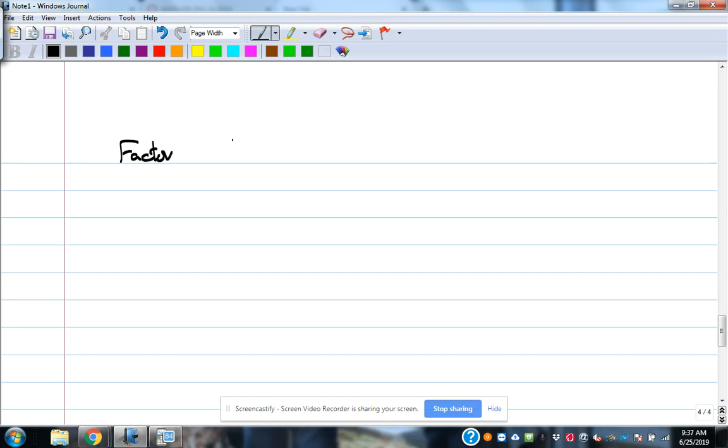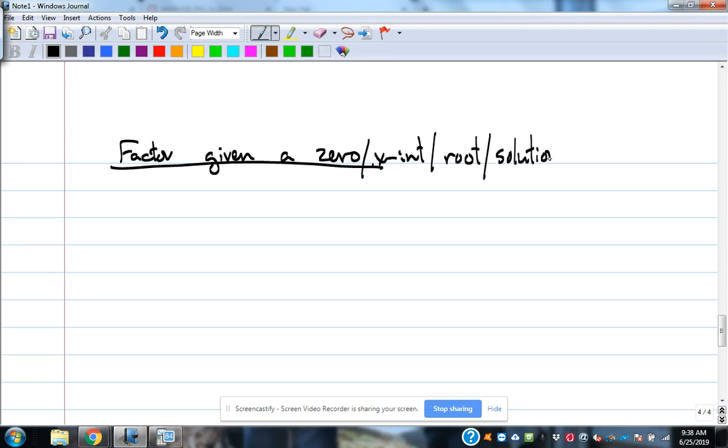factor given a 0. So instead of being given a factor, they're going to give us a 0 of the polynomial or an x-intercept, same thing. Okay, they might call it a 0, they may call it an x-intercept. Some of the older textbooks would call it a root of the polynomial. So all those words mean the same thing: 0, x-intercept, root. You might say solution, you might hear that as well. All of those are the exact same thing.